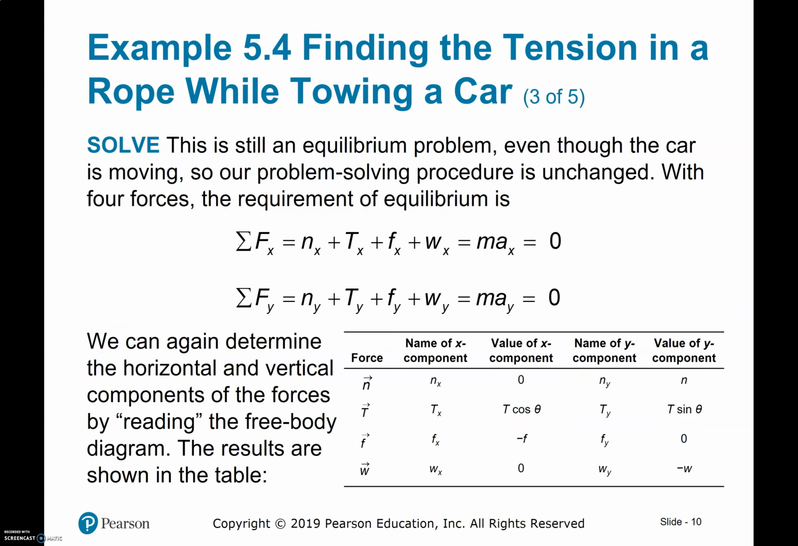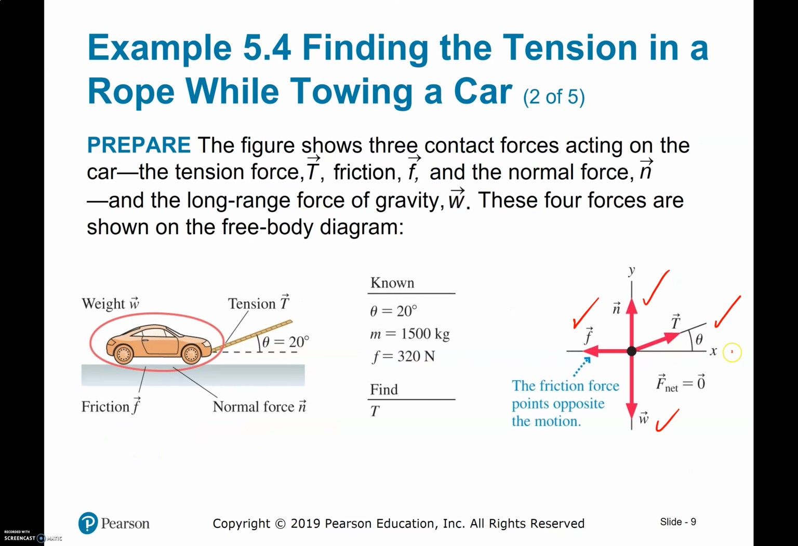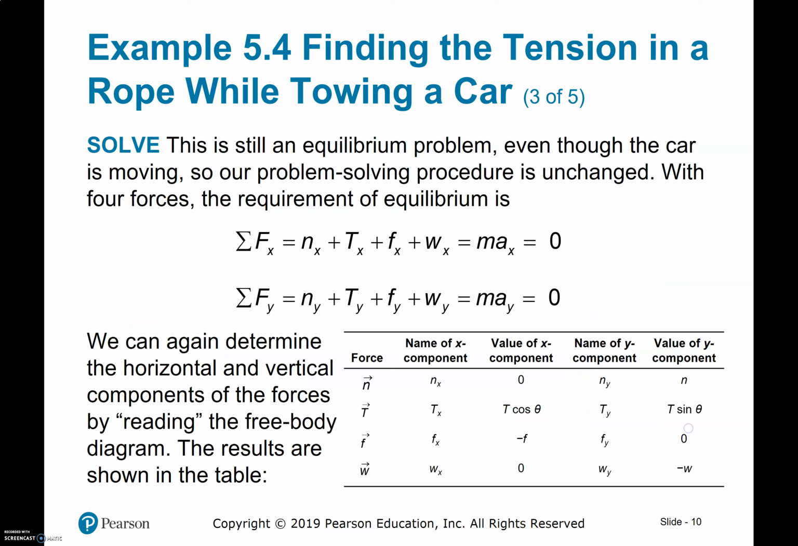And now we write two equations. Remember, we have an x and a y coordinate, so we have two equations, one for the x and one for the y. This is the equation for the x coordinate, and this is the equation for the y coordinate. The x component of the normal plus the x component of the tension plus the x component of the friction plus the x component of the weight is equal to zero. And same for the y component.